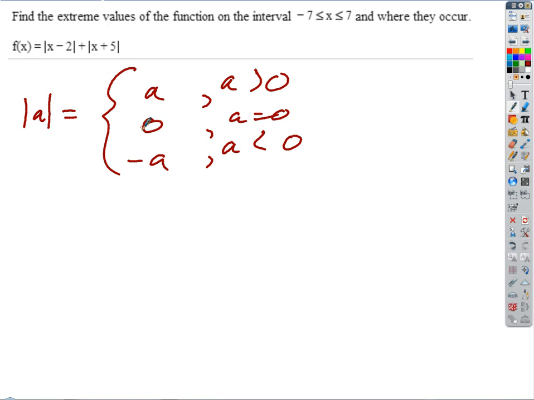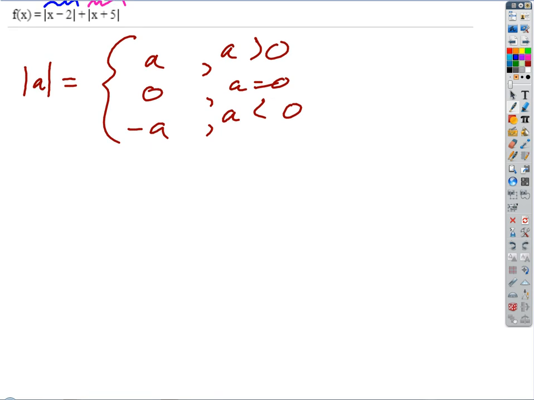Okay, so what if we take this one now? What's a little bit weird about this one, and you're going to see one like this on your homework, is that it's got two separate absolute value functions wrapped together. I've got the absolute value of x minus 2 and the absolute value of x plus 5. So we've got to deal with those separately, and then just add them together. So let's take the first one, the absolute value of x minus 2.